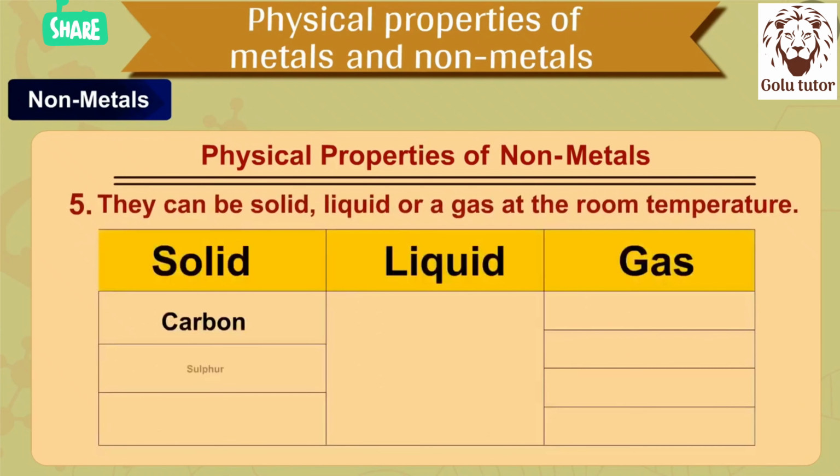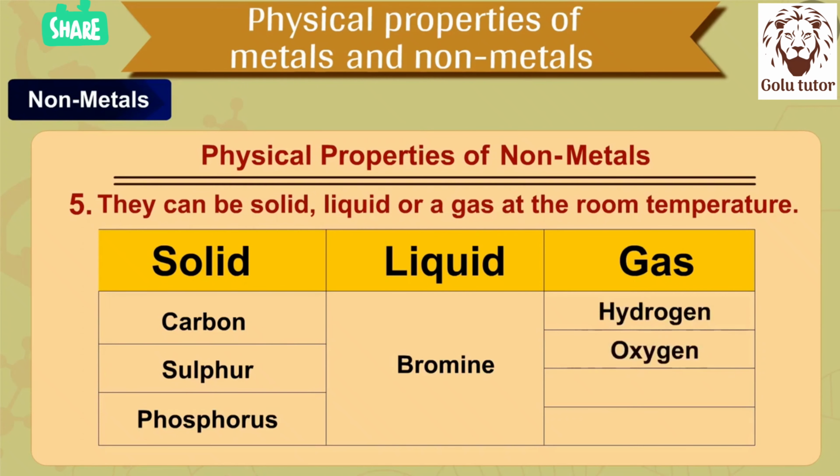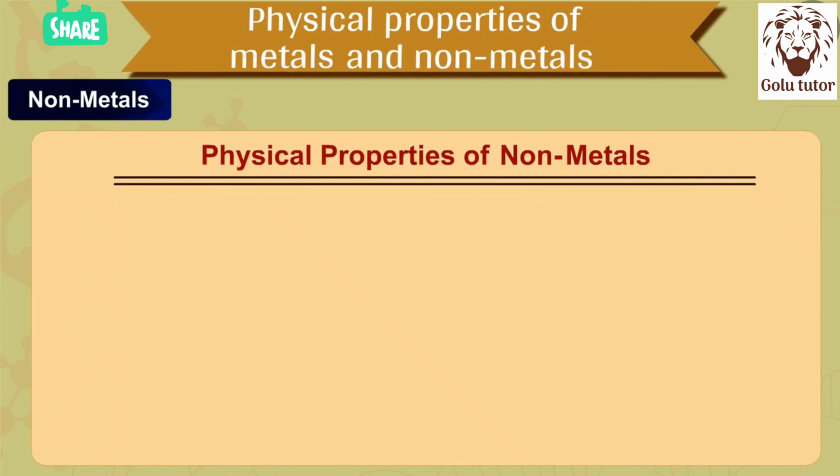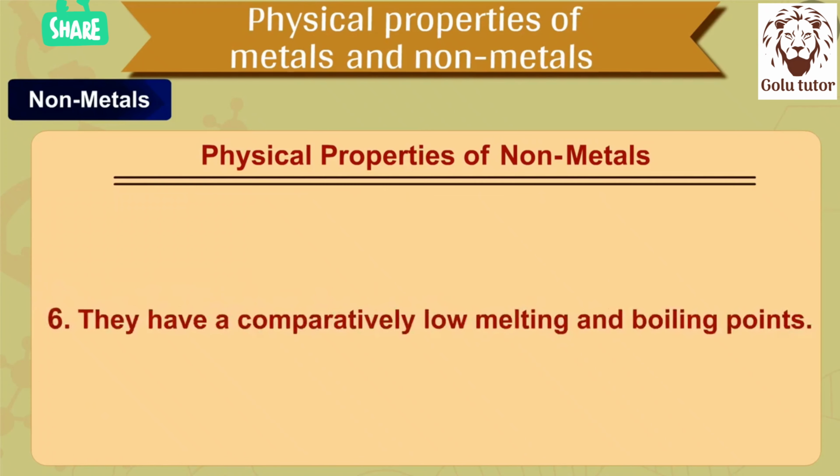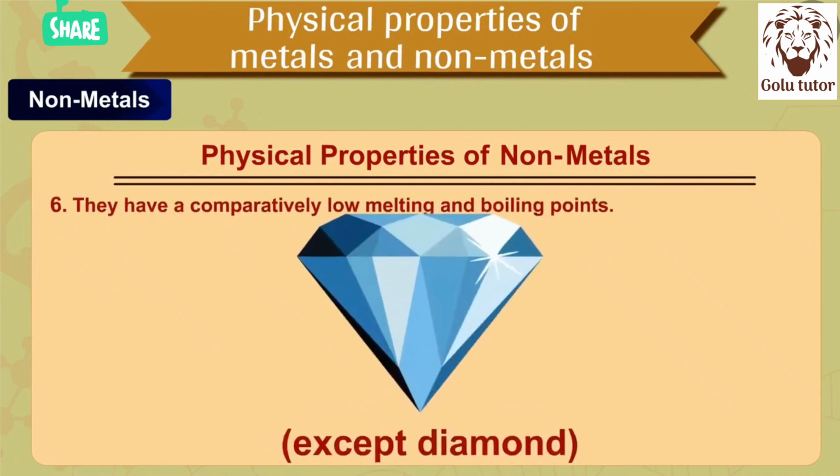For example, carbon, sulfur, and phosphorus are solids. Bromine is liquid. And hydrogen, oxygen, nitrogen, and chlorine are gaseous at room temperature. The sixth property of non-metals is that they have comparatively low melting and boiling points, except diamond.